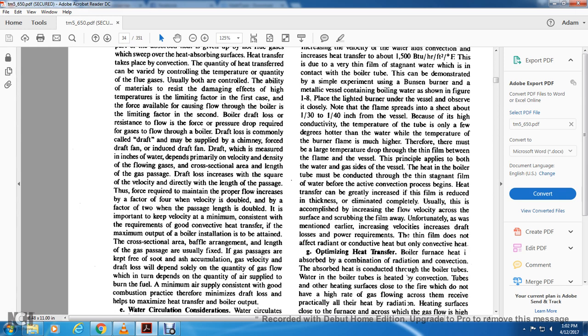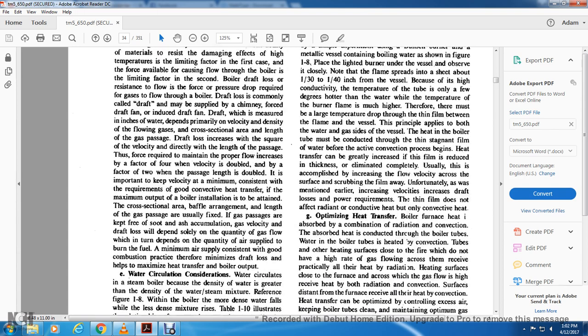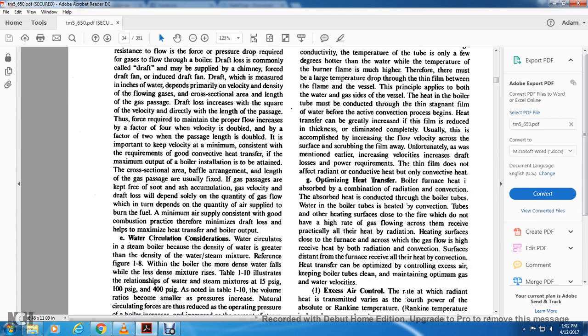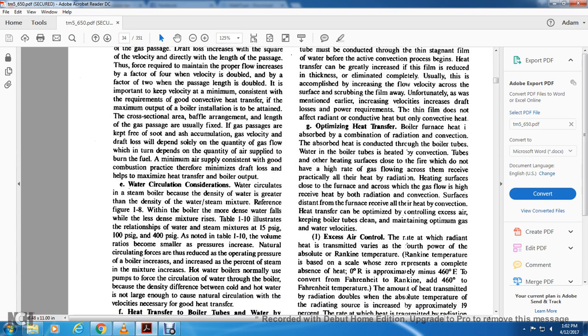It is important to keep the velocity at a minimum consistent with the requirements of good convective heat transfer. If the maximum output of the boiler installation is to be attained, the cross-sectional area, the baffle arrangement, and the length of the gas passage are usually fixed. If the gas passages are kept free of slag accumulation, gas velocity and draft loss will depend solely on the quantity of gas flow, which in turn depends on the quantity of air supplied to the burner to burn the fuel. The minimum air supply consistent with good combustion practices therefore minimizes the draft loss and helps maximize heat transfer and boiler output.